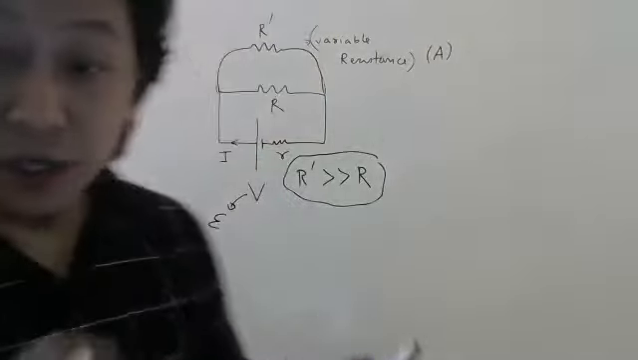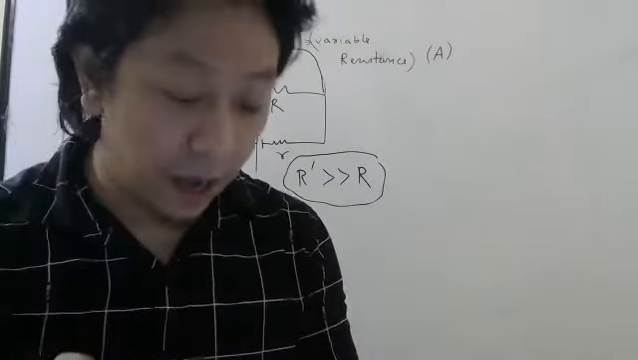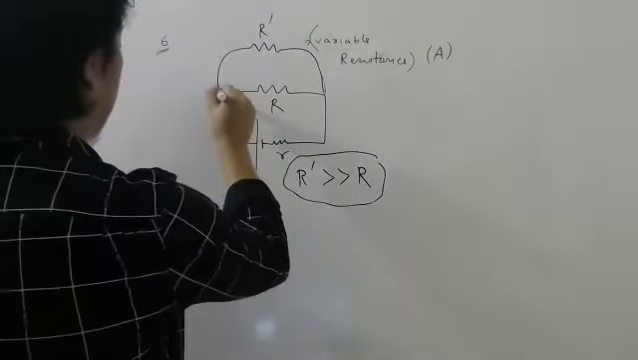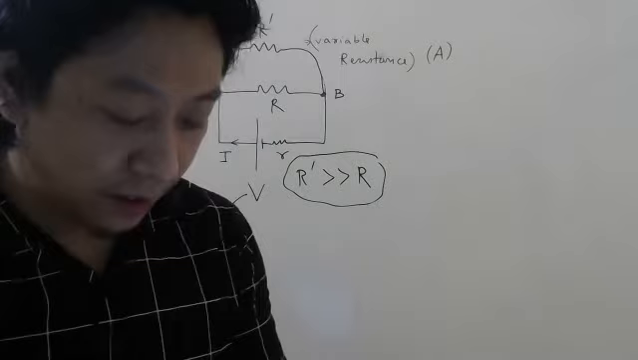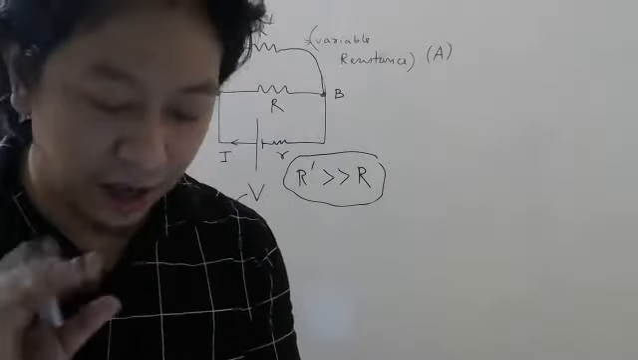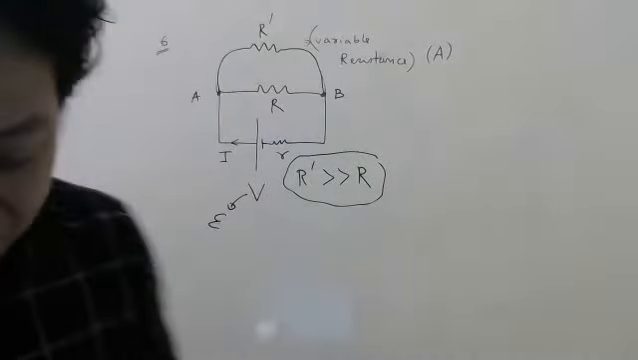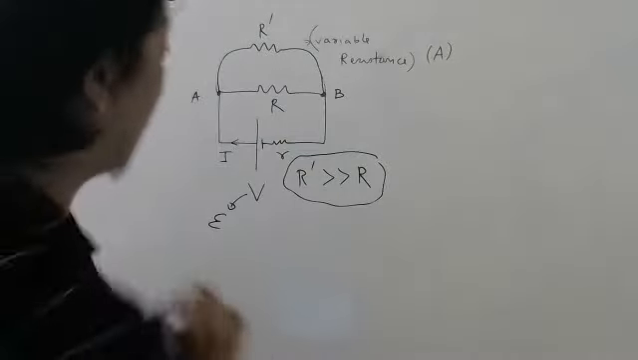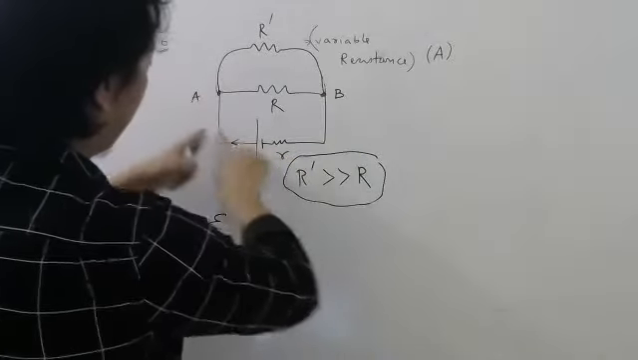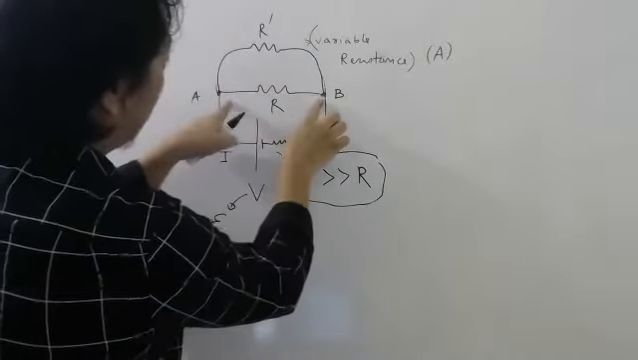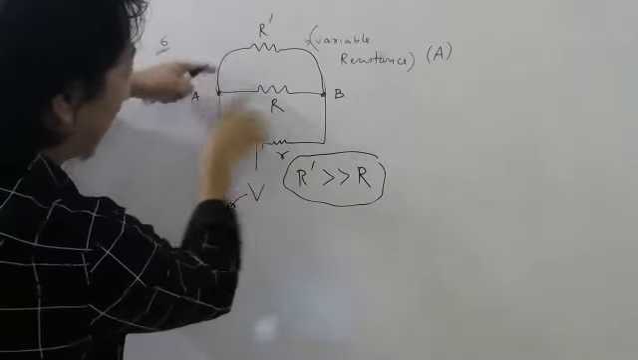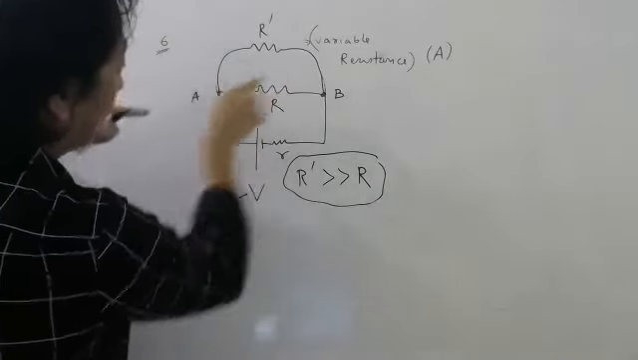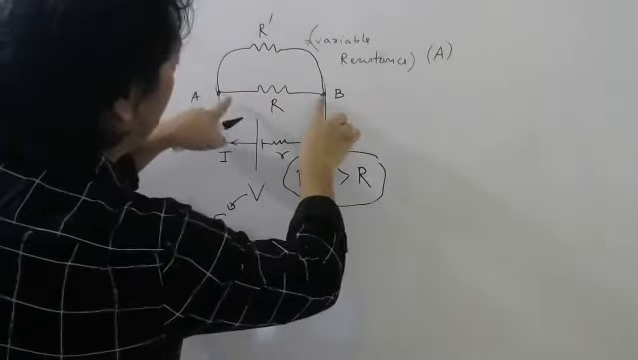What they are saying. Potential drop, matlab potential difference across AB. A is this, B is this. Potential drop across AB is nearly constant as R dash is varied. So as you change R dash, the voltage here is nearly constant, they are saying. So what I will do to find voltage here, see this current will divide here also, here also. So to find voltage here, I need to first find this current. Whatever current is coming from here, it will divide here. Now students, some will go here, some will go here. So once I know the current here, then I can find the voltage.